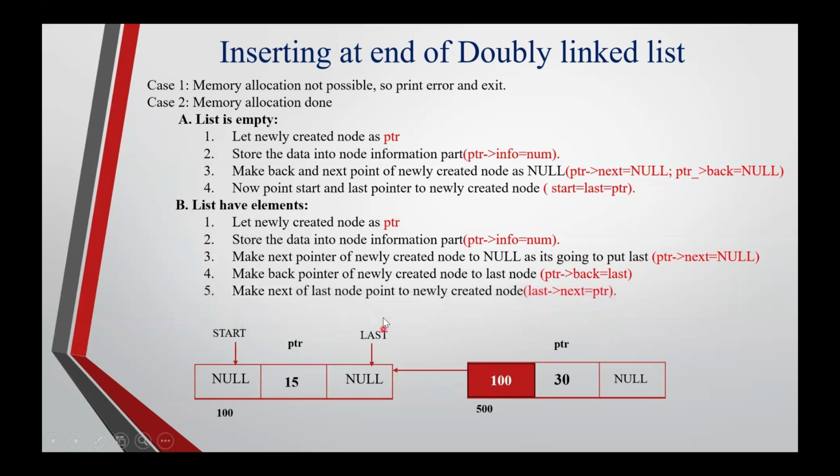Next, make the next of the last node point to the newly created node. This is the last next. We have to make the connection here. So this is the way we make the connection. Then we have to make the newly created node the last node. So this node we make the newly created node. So this is the way we can insert a node at the end of the linked list. Next we have to implement this algorithm in C language.